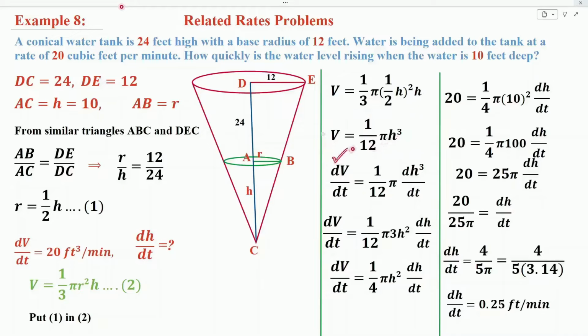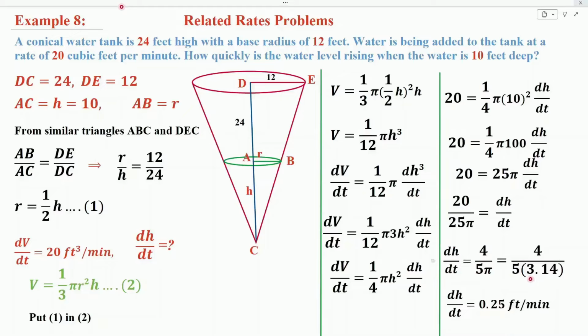Differentiating both sides with respect to t and after simplification we get dV over dt is equal to 1 over 4 pi h square dh over dt. Substituting the value of dV over dt, which is 20, the value of h, which is 10, and simplifying this, after simplification we get that dh over dt is equal to 4 by 5 pi.